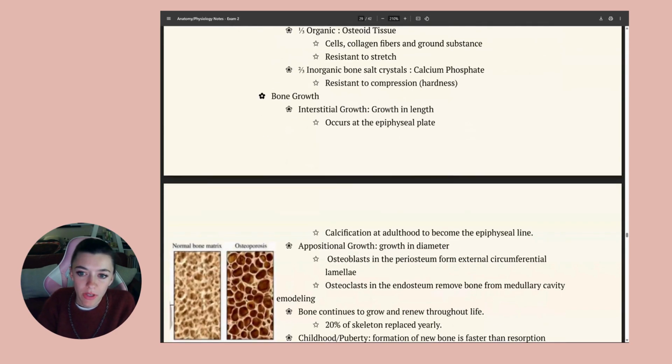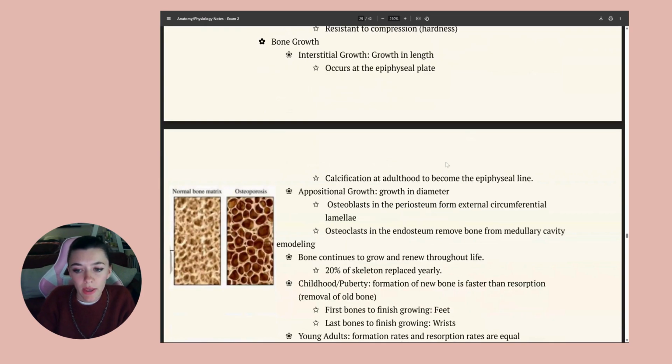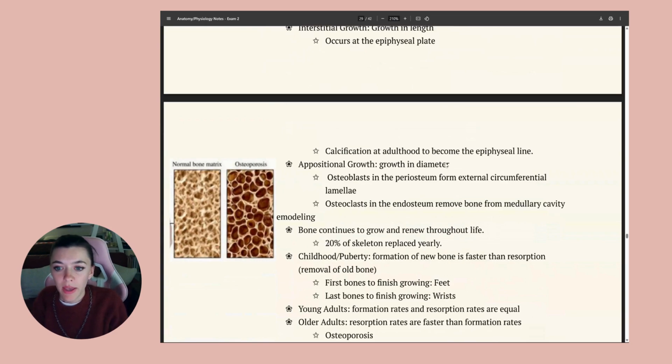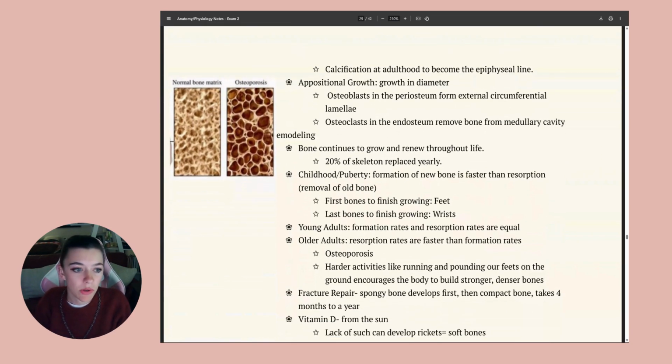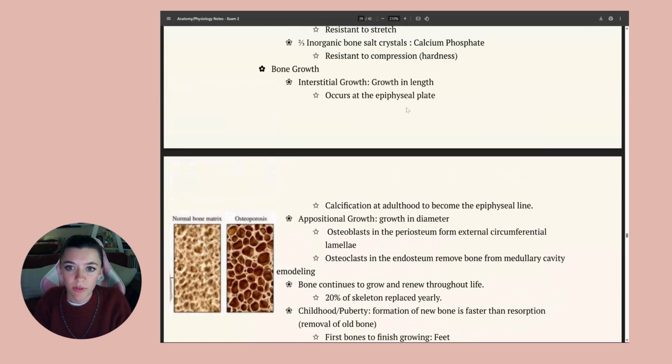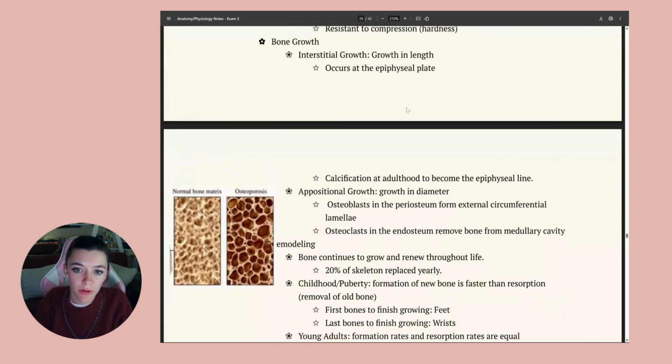Bone growth. Interstitial growth, which is growth in length, occurs at the epiphyseal plate, and calcifies at adulthood to become the epiphyseal line. Appositional growth is growth in diameter. So interstitial growth is length. Remember, I, it's very long. And then appositional growth, A, it's a little bit wider than an I. So it's growth in diameter. Osteoblasts in the periosteum form external circumferential lamellae, and osteoclasts in the endosteum remove bone from the medullary cavity.